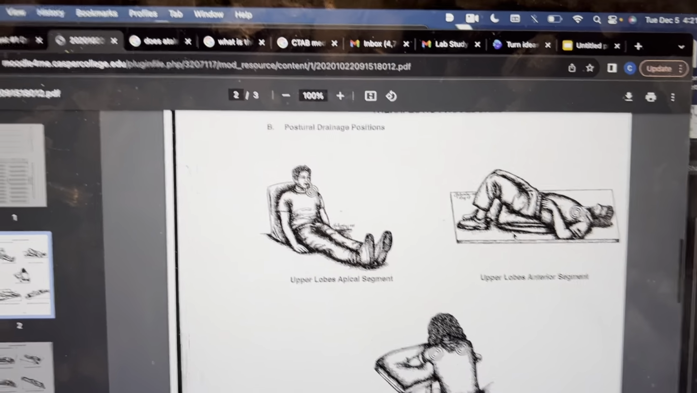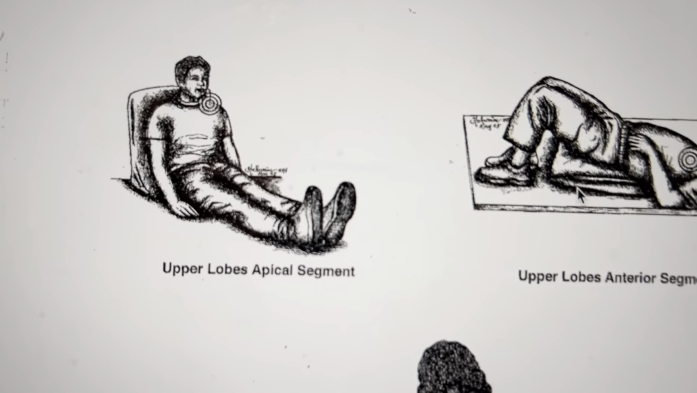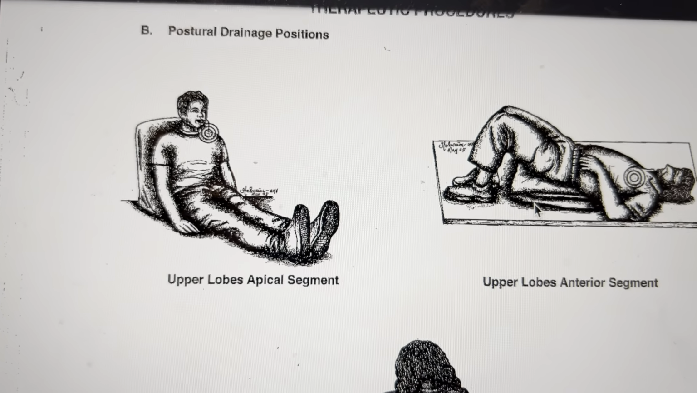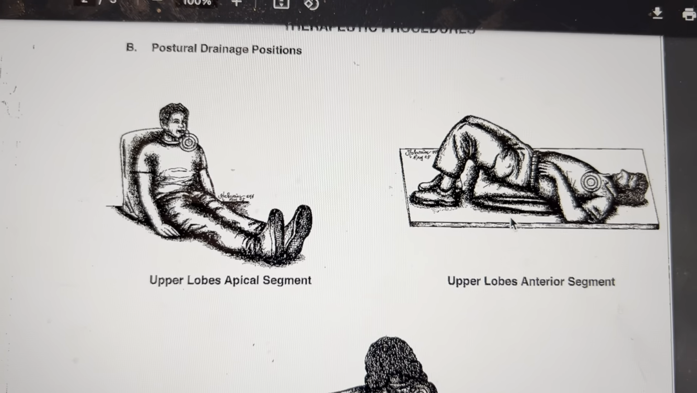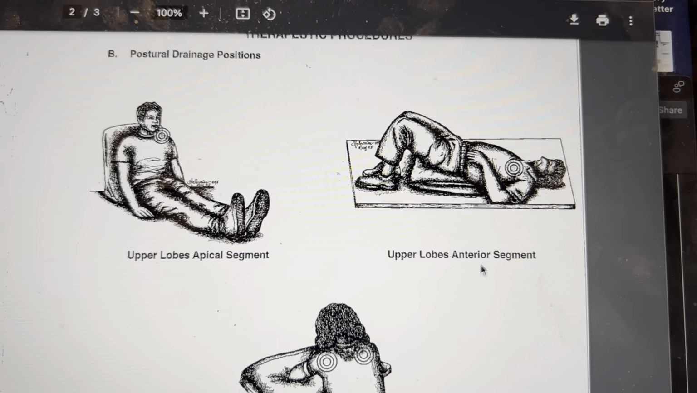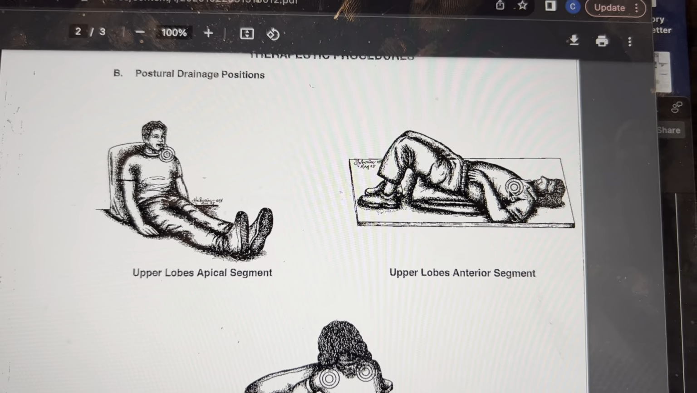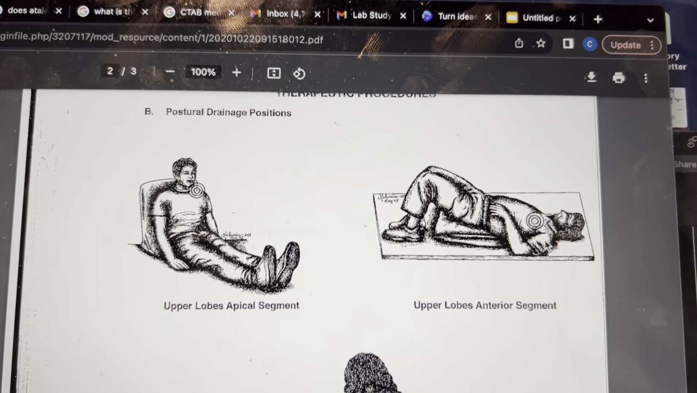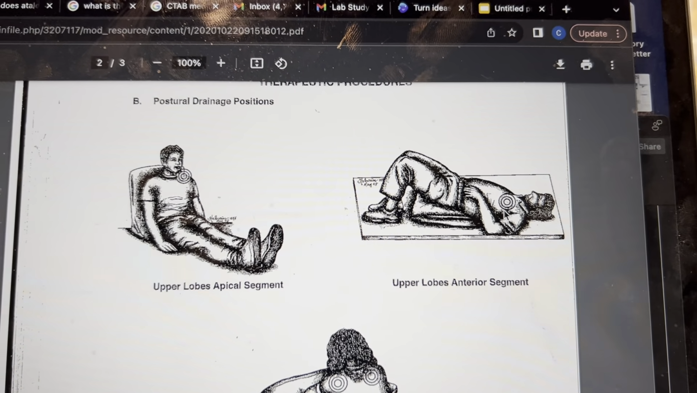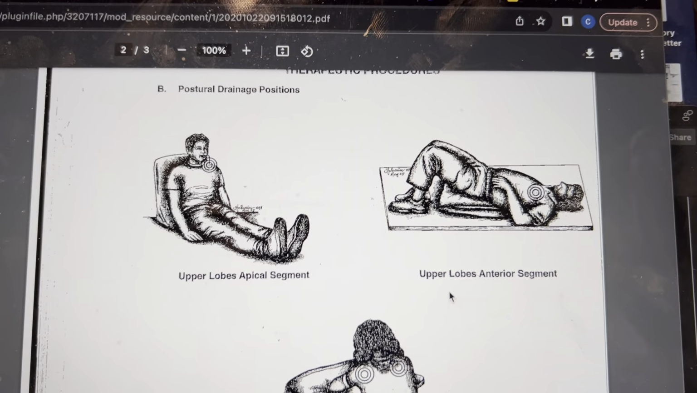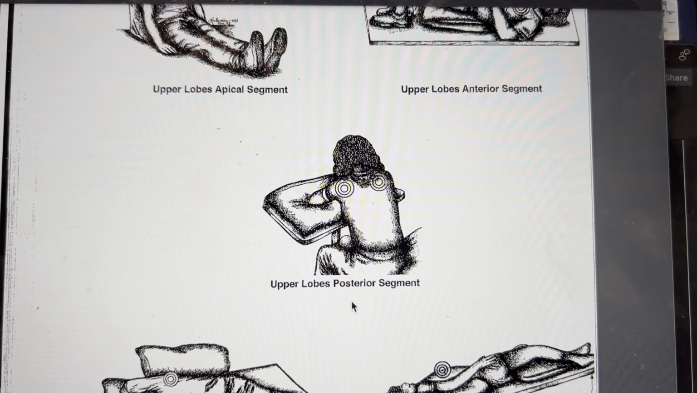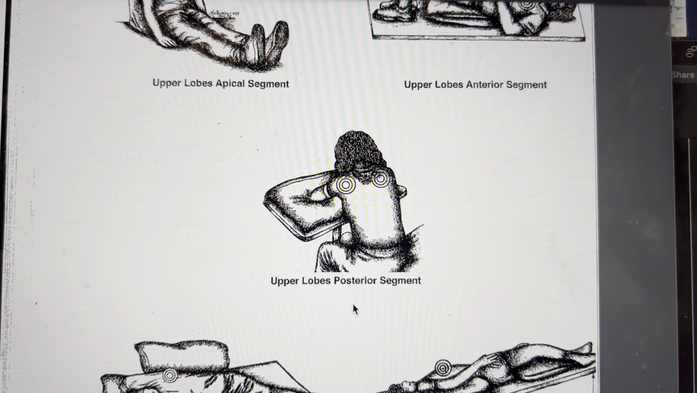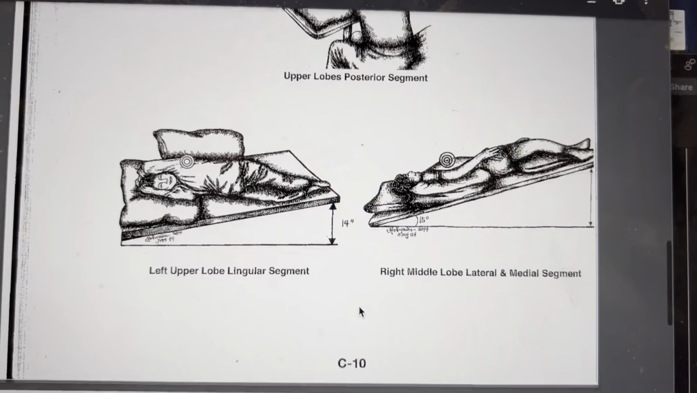Here are the positions. Upper lobes apical segment, that's sitting upright on the front up by the shoulders. Upper lobes anterior segment, you're laying flat on your back, pounding the upper lobes on the anterior side. Upper lobes posterior segment, you're sitting upright, lean forward, tapping them on the back.